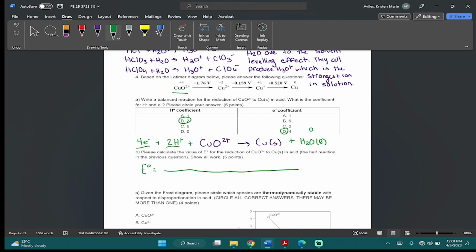So first we're going to start off with our CuO2+ to Cu2+. How many electrons are being transferred here? What's the change in oxidation state? 2, so we have 2 times our difference, which is that positive 1.76 volts. Then we add that to the next transfer, so from copper 2+ to copper+, that's only a 1 electron difference. So it's 1 now times its volts.